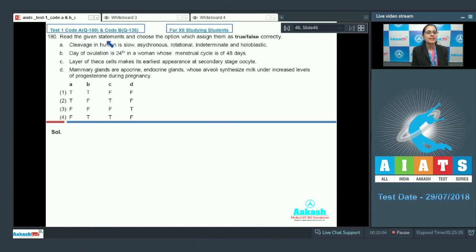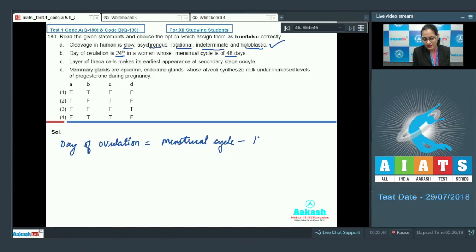Question number 180. Read the given statements and choose the option which assigns them as true or false correctly. And the very first statement given is, cleavage in human is slow, asynchronous, rotational, indeterminate and holoblastic, and this is a correct statement. The second statement is, day of ovulation is 24th in a woman whose menstrual cycle is of 48 days. Now, how to calculate the day of ovulation? It is equal to menstrual cycle minus 14 days. So, it will become 48 minus 14 equals 34 and not 24. So, this is an incorrect statement.